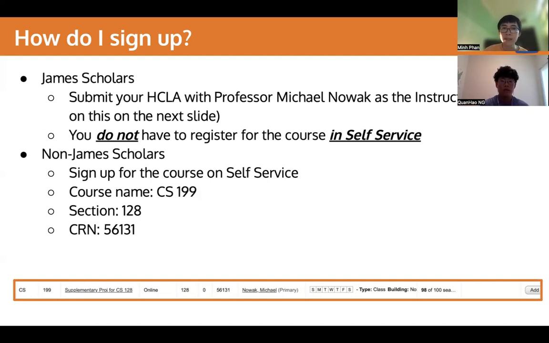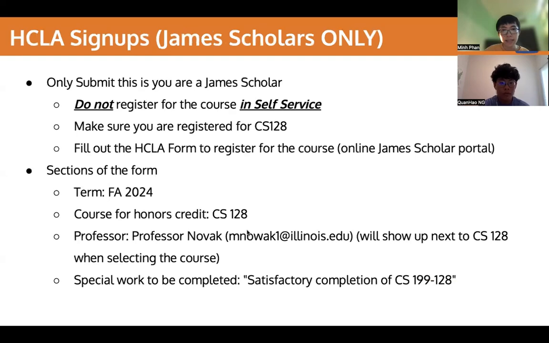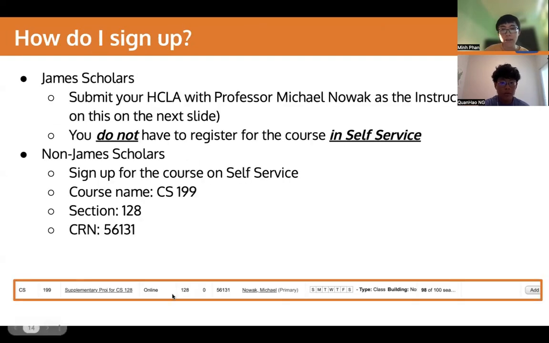Even if you are not a James Scholar, you need to sign up for the class on self-service. The class name is CS199, the section is 128, and the CRN is 56131. And this is how the class will look on self-service. The class name is 199, the section is supplementary project for CS128, and the CRN is 56131.